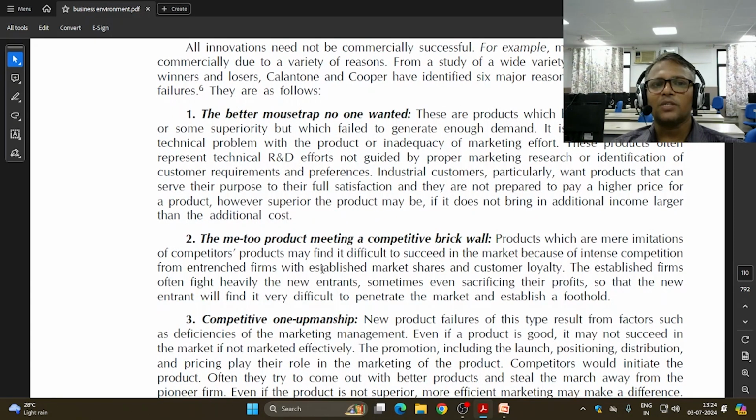There are those products which have some uniqueness or some superiority, but which fail to generate revenue. It is not because of a technical problem with the product or inadequacy of marketing efforts. These products often represent technical R&D efforts not guided by proper marketing research or identification of customer requirements and preferences. Thus, industrial customers want products that can serve their purposes to their full satisfaction, and they are not prepared to pay higher prices for the product. A superior product may fail if it does not bring an additional income larger than the additional cost.